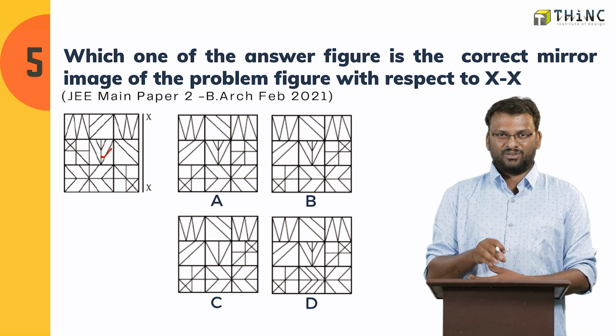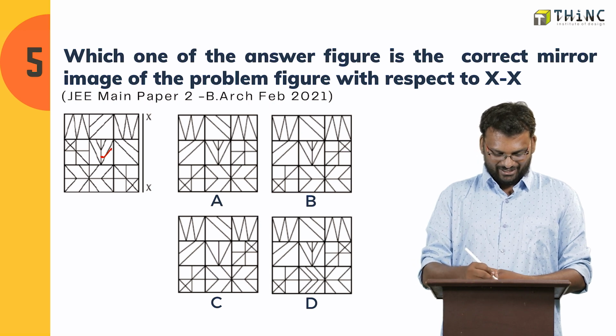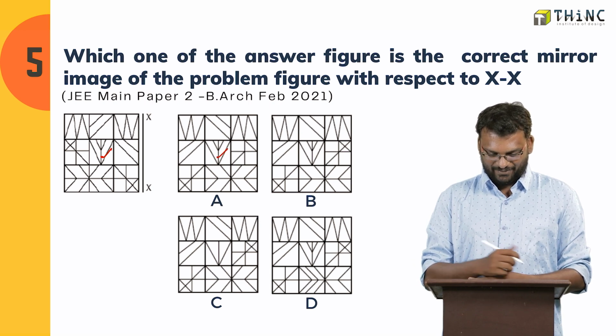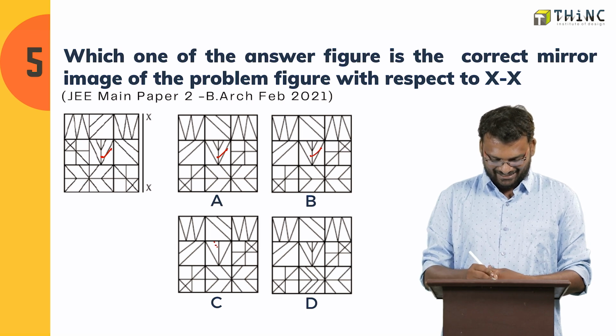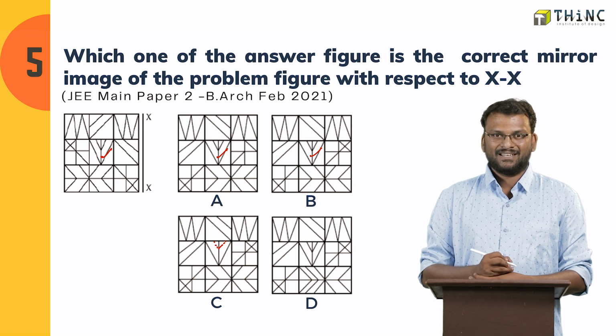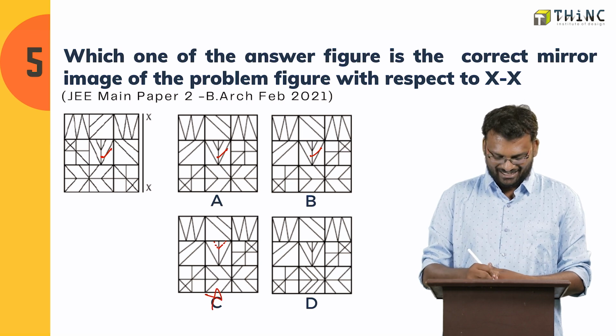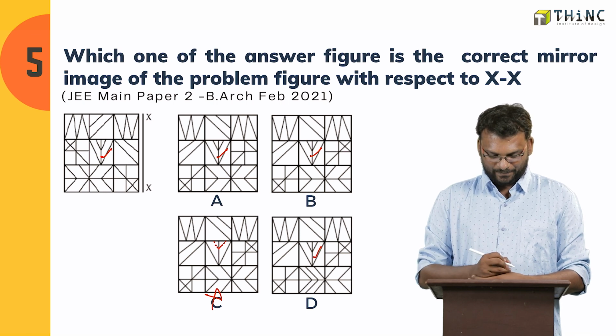The centerpiece always keeps its position at the center. Now you can find it. Option A is okay, center is okay. B, the center is okay. C, the centerpiece is having some sort of difference. It is missing 2 lines. So C eliminated. When you observe D, it's okay.